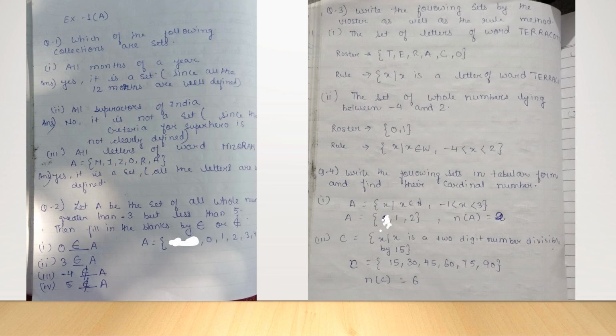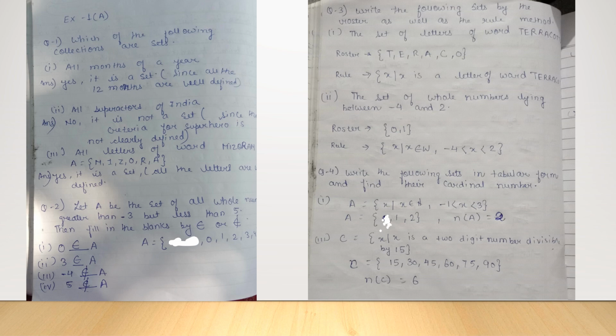Question number 4. Write the following sets in tabular form and find their cardinal number. Cardinal number means we have to find out the number of elements in the set. So first part is A is equal to X such that X belongs to capital N natural numbers, comma, and X is greater than -1 and less than 3. So A will be equal to, the natural number starts with 1, so we'll start with 1, comma, 2. So n of A, cardinal number of A is equal to 2.